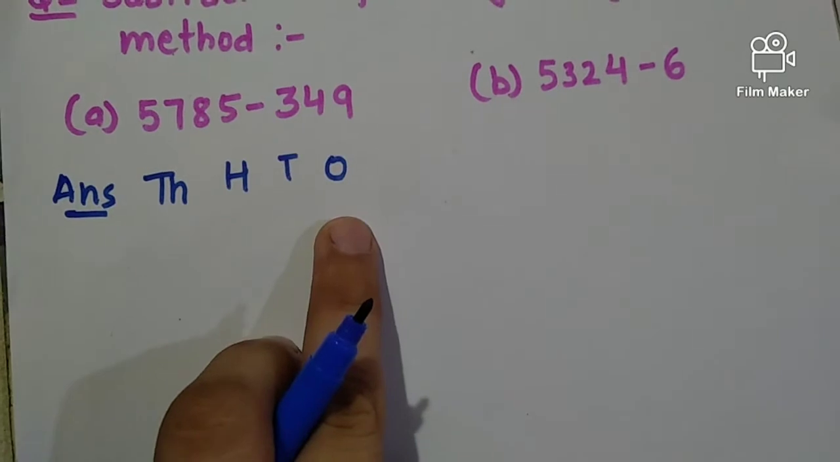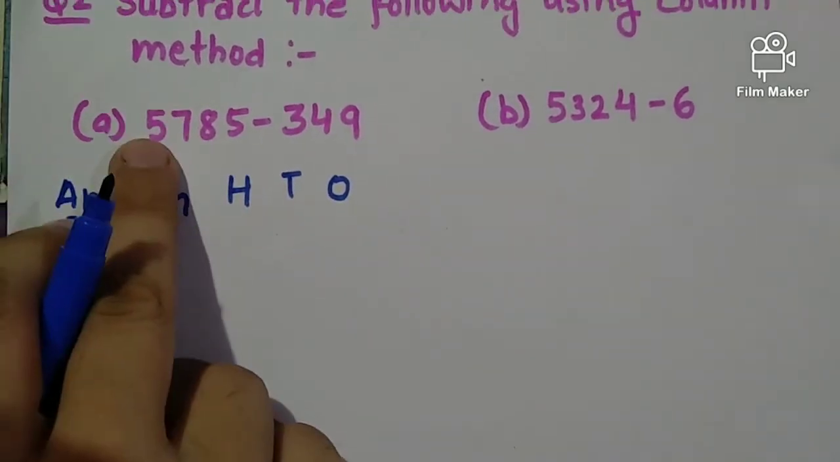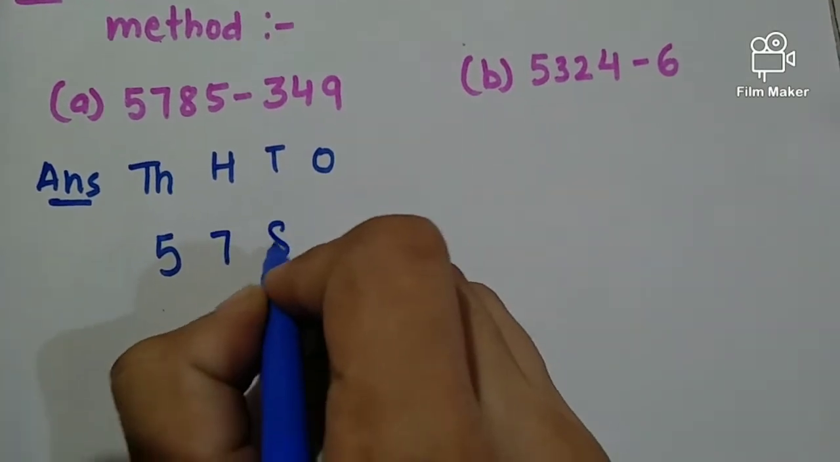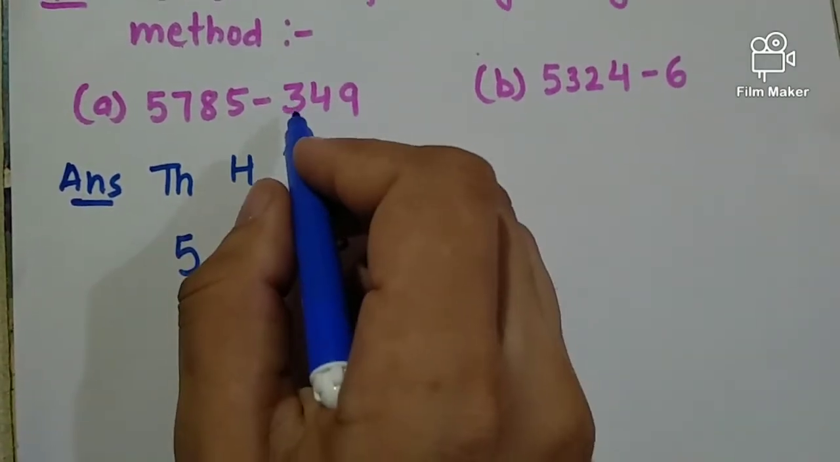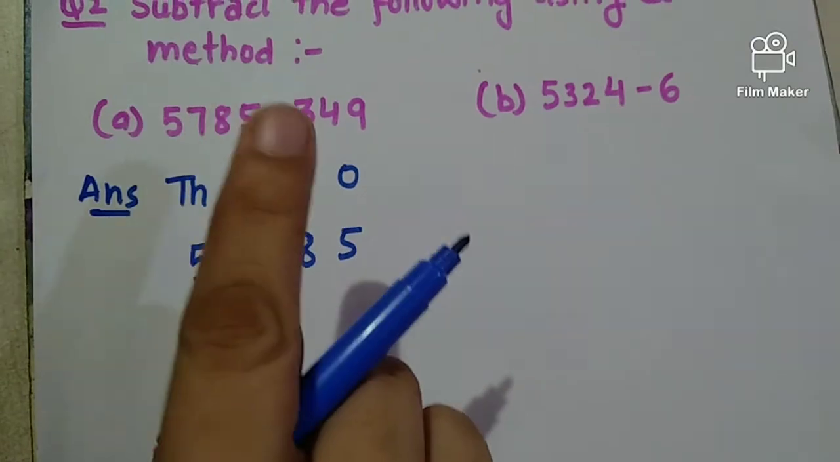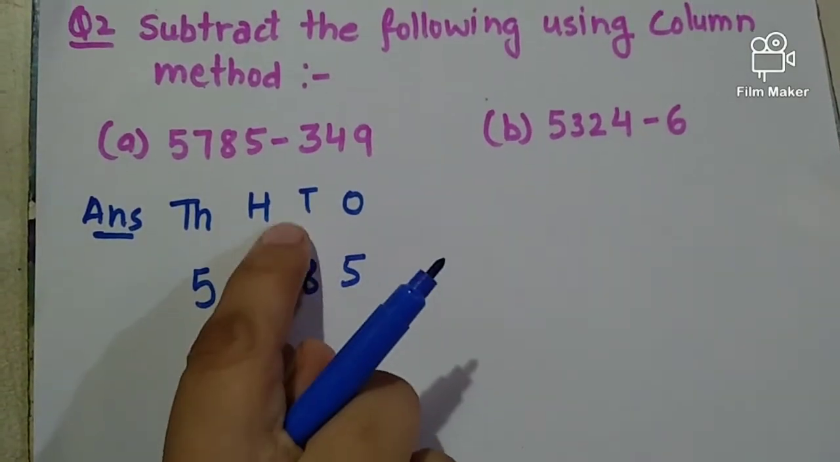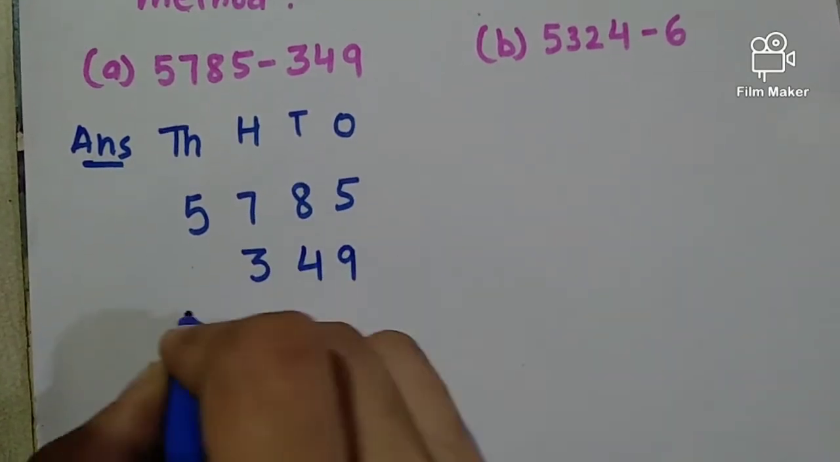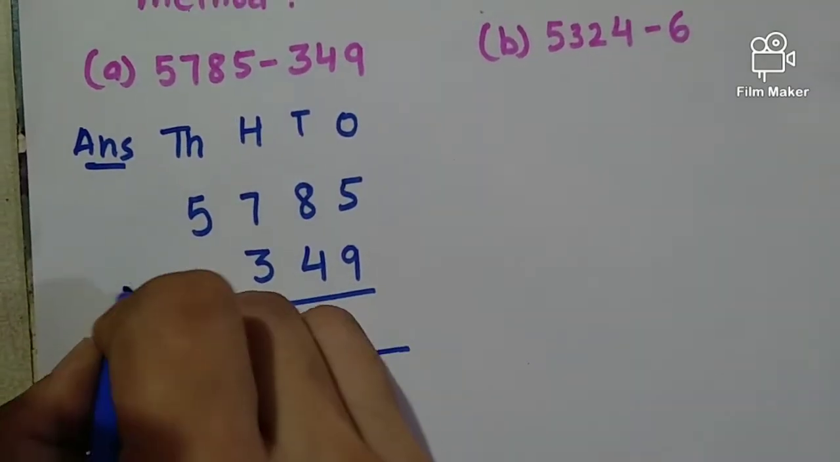ठीक है. So first write down the biggest number. So here 5785, then 349. So it is 100 not 1000. So 100 की place पे लिखना है. So 349, and then we have to subtract these numbers.